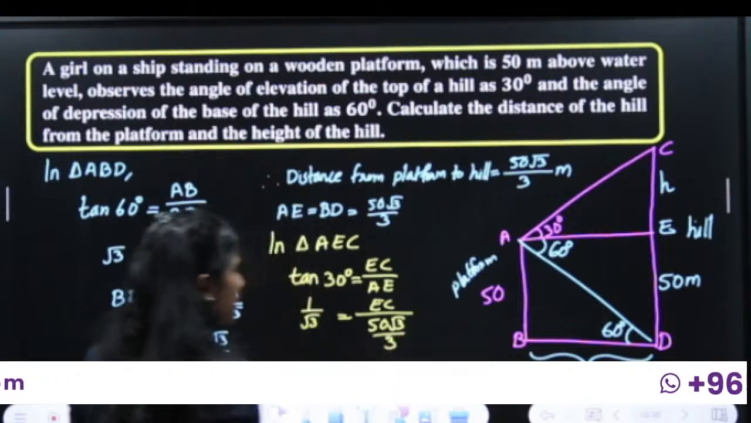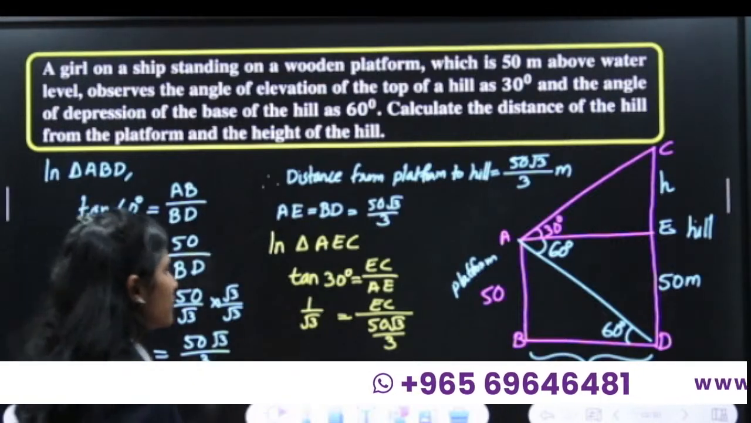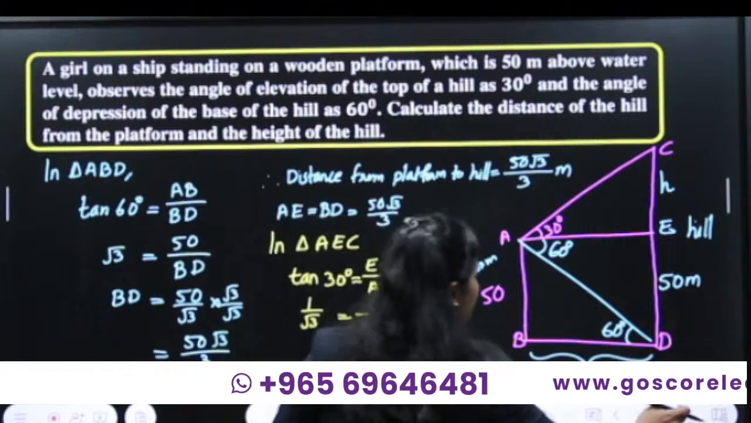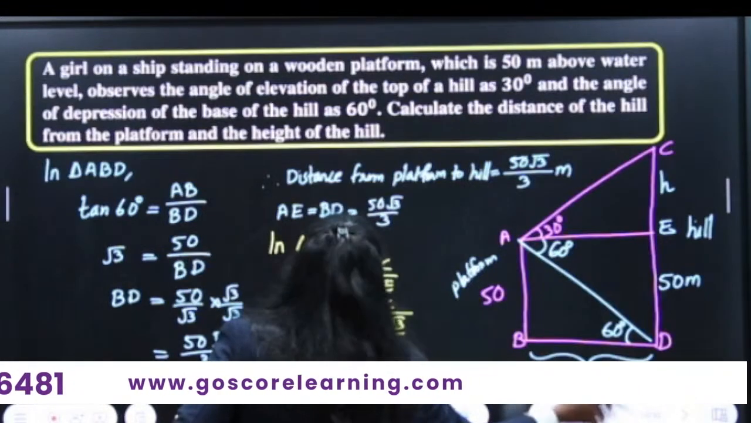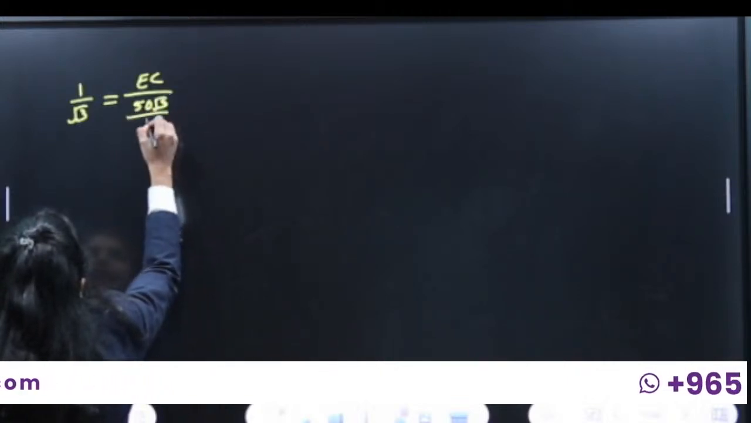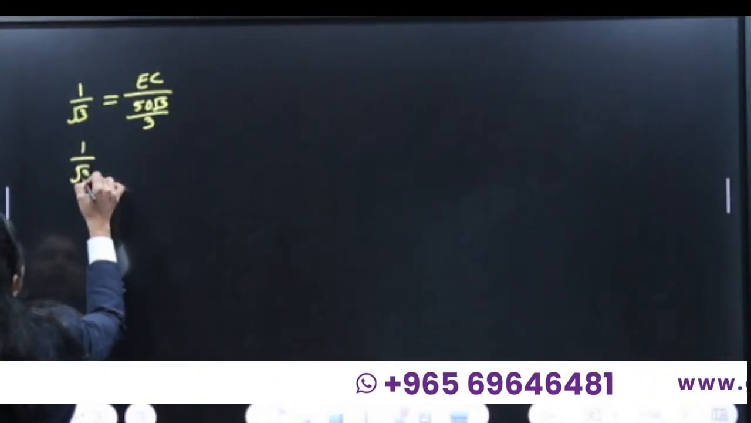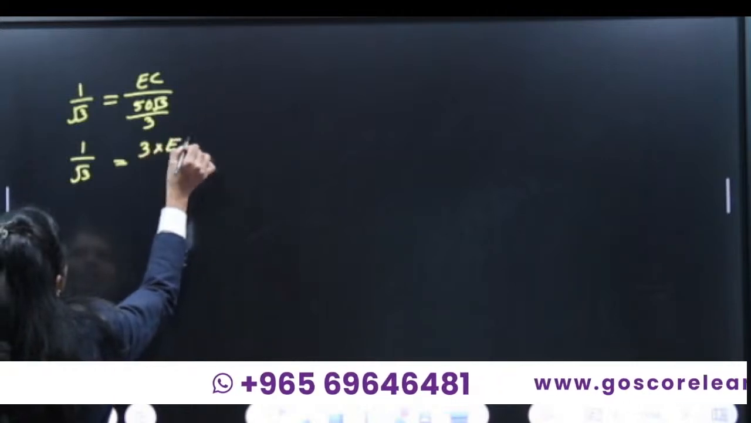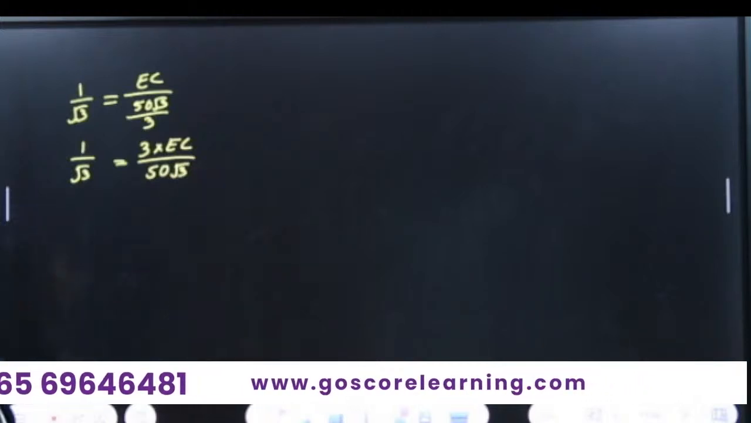Now simplify it. Can you simplify it? Keep 1 by root 3 equal to EC by 50 root 3 by 3. I'm going to do that. So we have 1 by root 3 is equal to EC divided by 50 root 3 divided by 3. Okay, now reciprocal multiplication. So we'll get 1 by root 3 is equal to 3 into EC divided by 50 root 3. Right? So we can cancel this root 3.